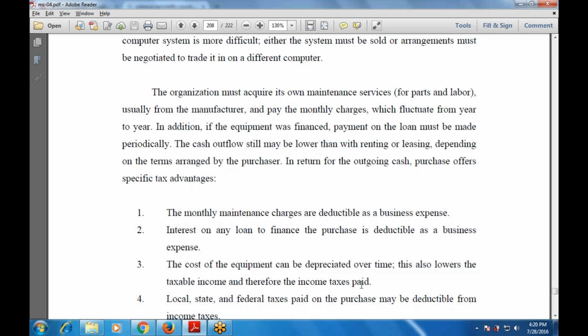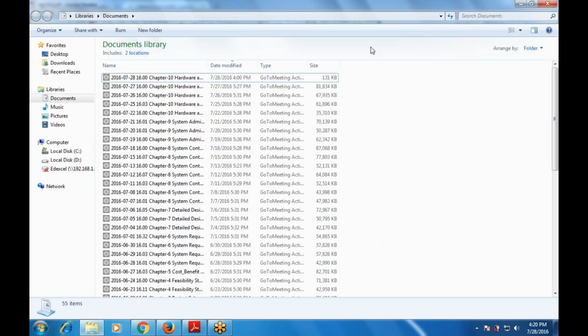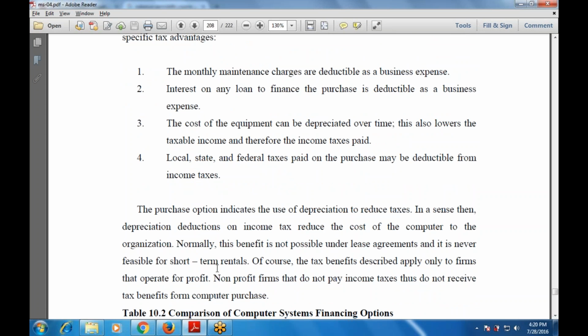In the same way, local, state, and federal taxes paid on the purchase may be deductible from income taxes. And when we talk about the purchase option, that also indicates the use of depreciation to reduce taxes. That means the value of any hardware we purchase will be reduced, decreasing automatically. That is known as depreciation. The depreciation deductions on the income tax reduce the cost of the computer to the organization. And this benefit is not possible under the lease agreement. It is possible only with the purchase method.